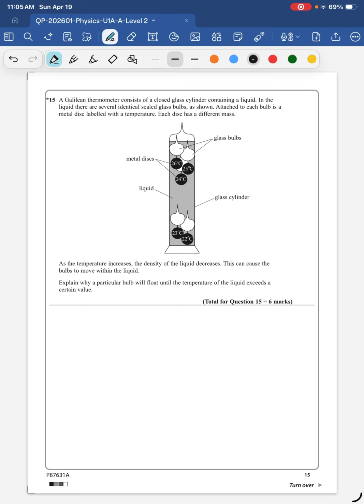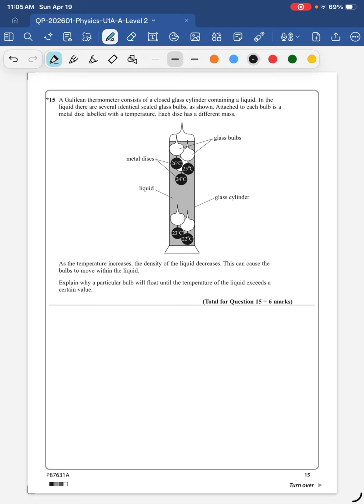A Galilean thermometer consists of a closed glass cylinder containing a liquid. In the liquid, there are several identical sealed glass bulbs as shown. Attached to each bulb is a metal disc labeled with a temperature. Each disc has a different mass. That's the key there. So identical bulbs, but the metal discs have different weights.